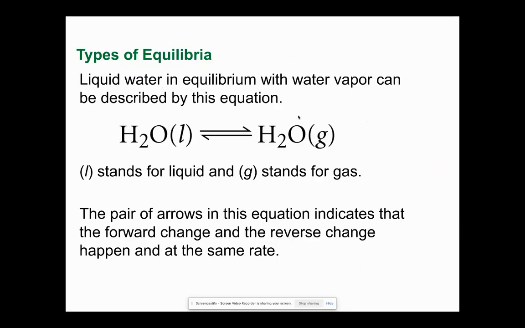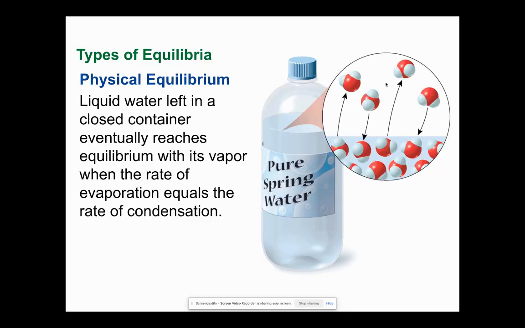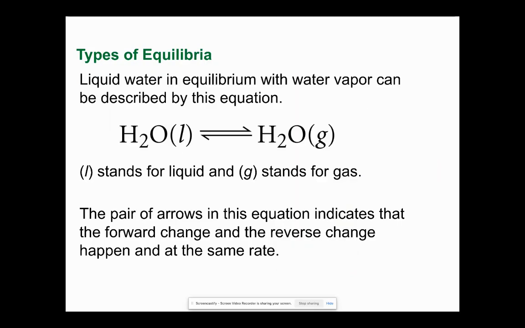So in other words, there's water molecules that are in the water, but some of them escape into the air, and then it can cool and condense, and eventually it reaches a state where it doesn't evaporate anymore and it doesn't condense anymore. It does it equally. So liquid water in equilibrium with water vapor can be described by this equation: H2O(l), that's the liquid, and H2O(g). So what happens is it reaches a state of equilibrium. So many molecules evaporate within a certain time frame, and so many of those evaporated molecules turn back to liquid.